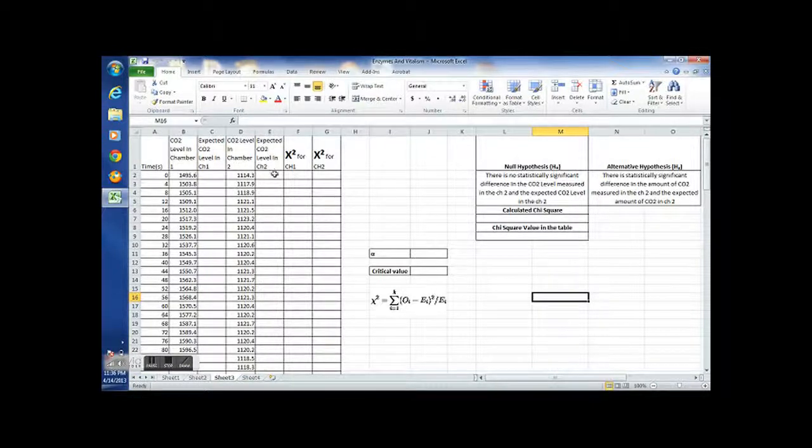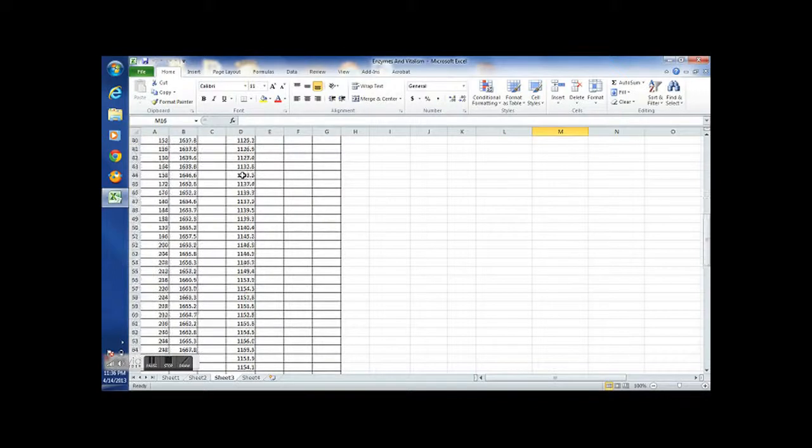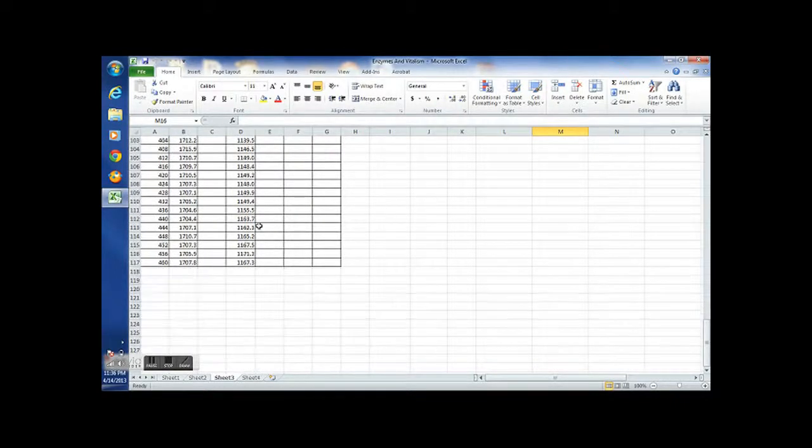So I don't have an expected value. What people usually do is they get the average of these numbers and use it as the expected carbon dioxide value. In this case, it's the expected carbon dioxide level. What I'm going to do is go all the way down, click this cell, and hit AutoSum, which is the summation of all the entries, which is this.